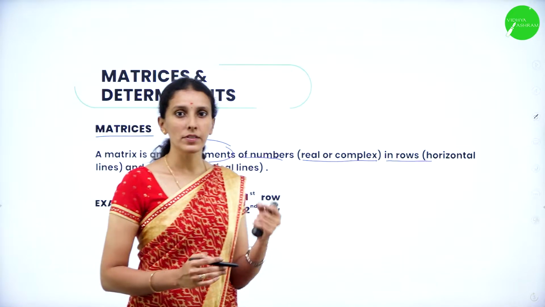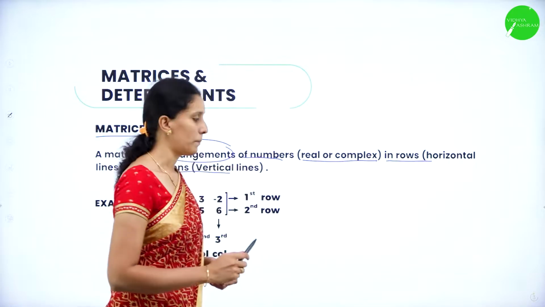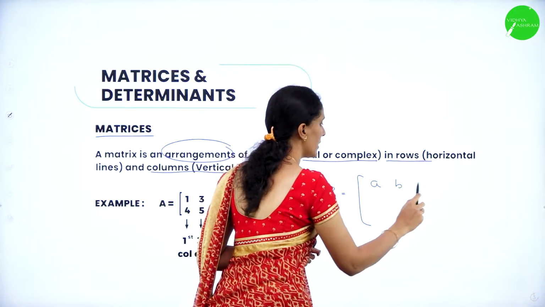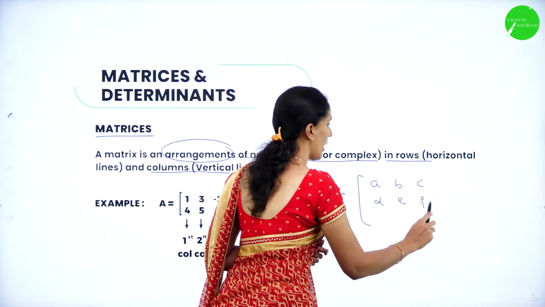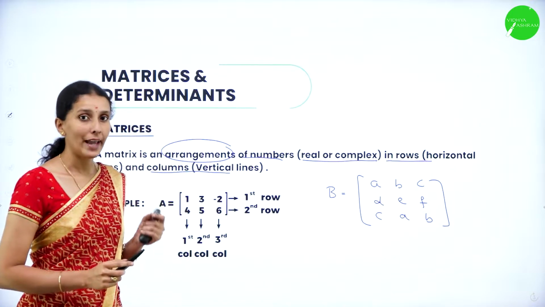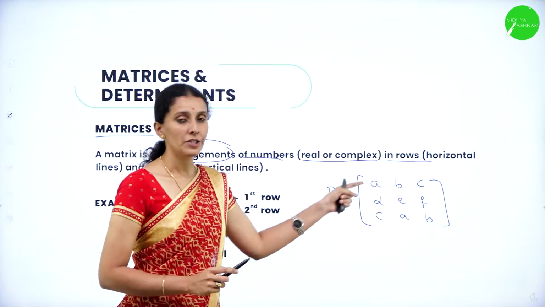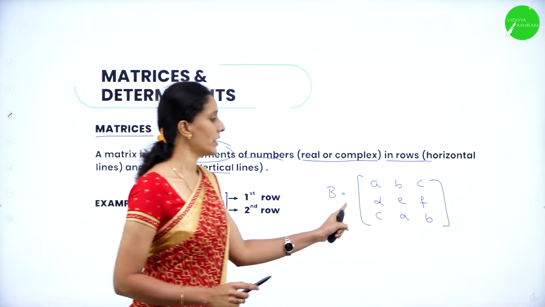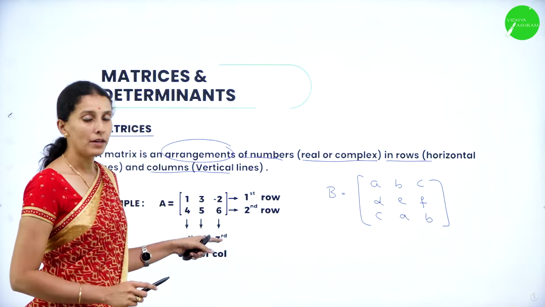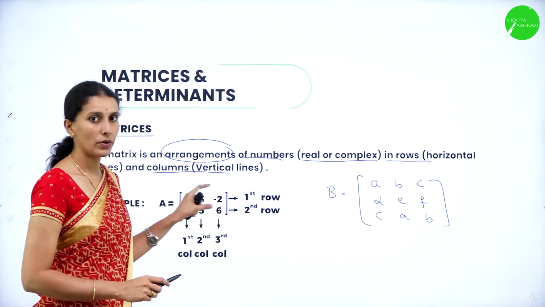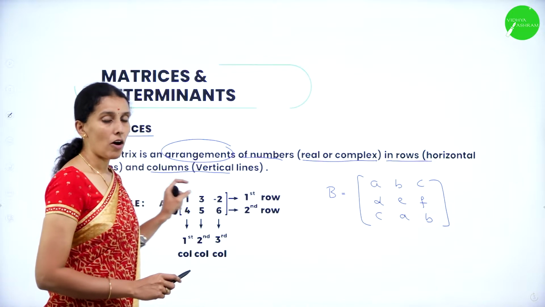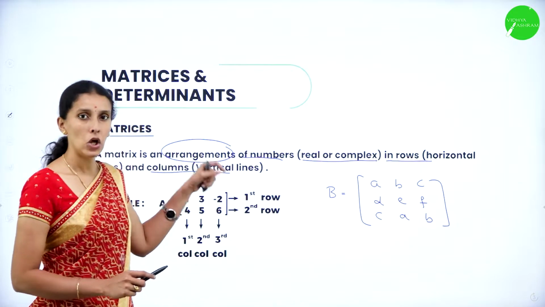Like this, we can also arrange alphabets. For example, let me take matrix B is equal to a, b, c, d, e, f, c, a, b. Like this, we can arrange the alphabets also, which may take different values later. So these are all variables, I can say. We can also repeat the numbers or variables inside the matrices. So here it is purely the arrangement of numbers in horizontal rows and vertical columns.